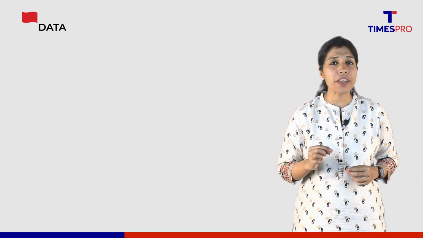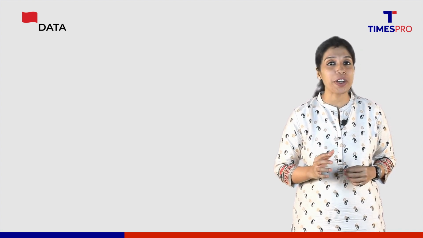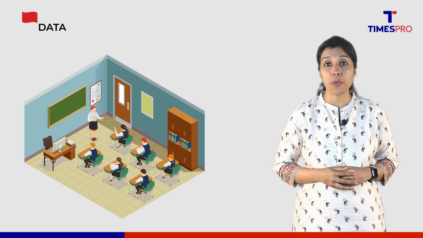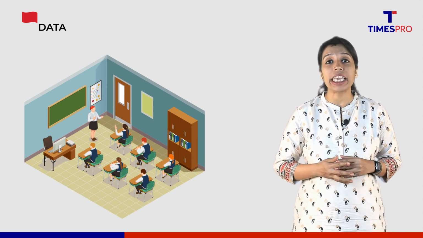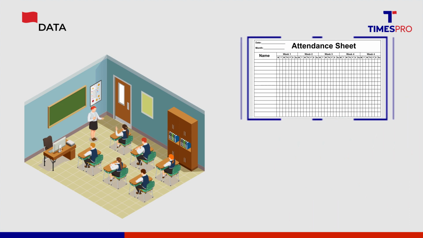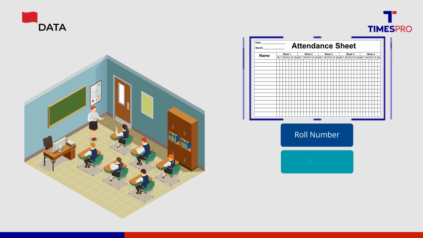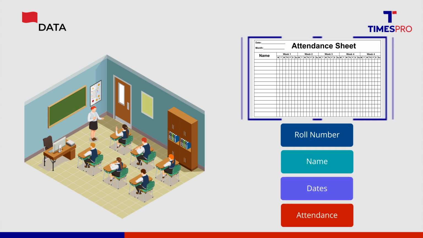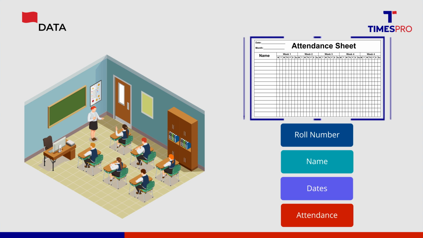Let us take a very old example of a database. Let's go back to our school days, where the attendance was recorded in an attendance register. What did our attendance register have? Our roll numbers, our names, and the dates where our attendance was recorded. Isn't this an example of a database?